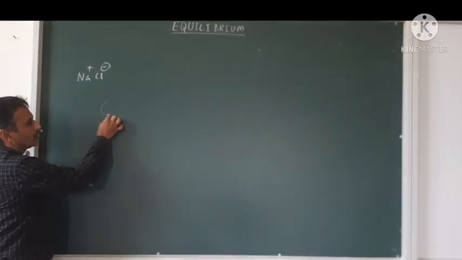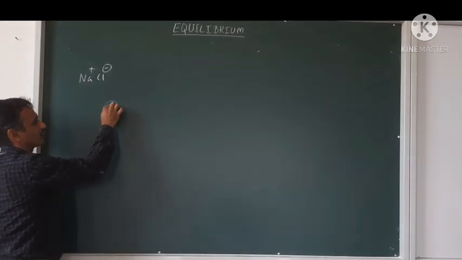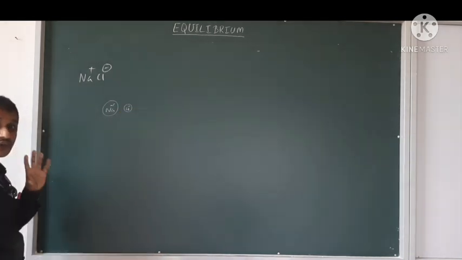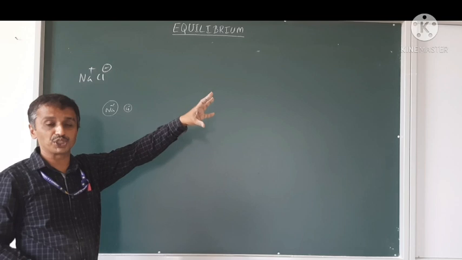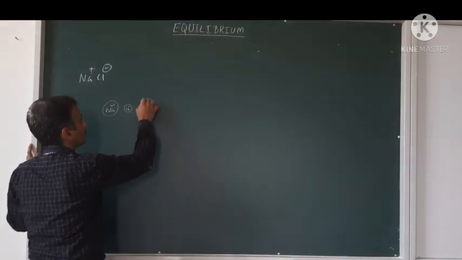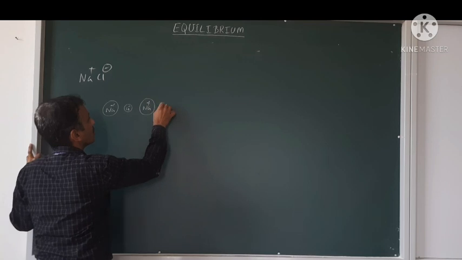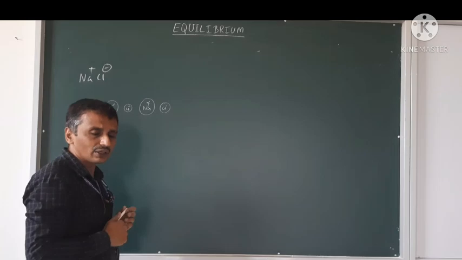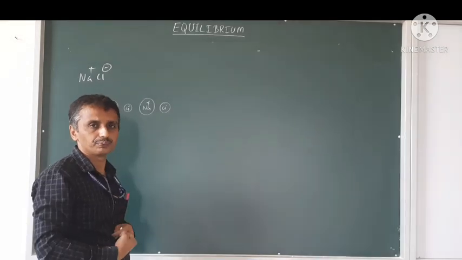See, in the solid state, these Na plus and Cl minus ions are fixed to the lattice points. They are fixed to the lattice points over there. When they are fixed to the lattice points, they are not free to move.